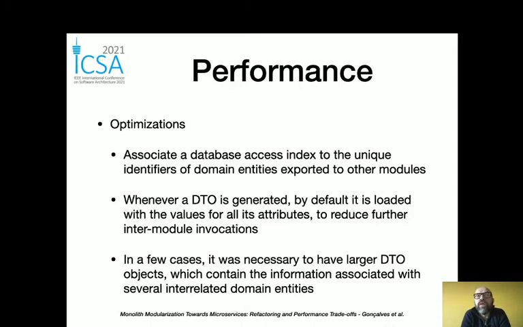One was to associate a database access index to the unique identifiers of domain entities that are exported to other modules. Why? Because now, every time one module that uses another one needs information about a domain entity, so needs to get a data transfer object about that domain entity, it is going to use its unique identifier. So there are a lot of operations now that are just: give me the data object for this unique identifier.